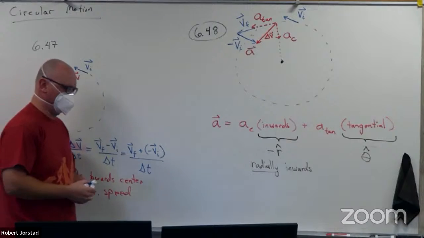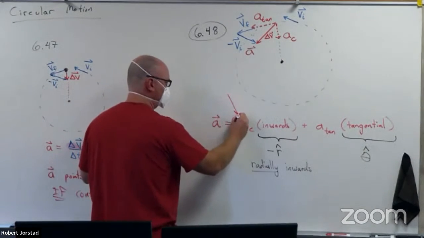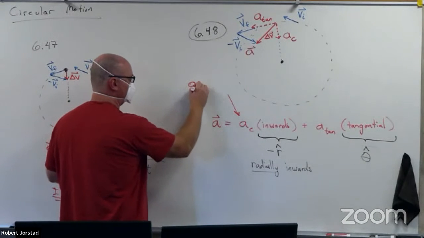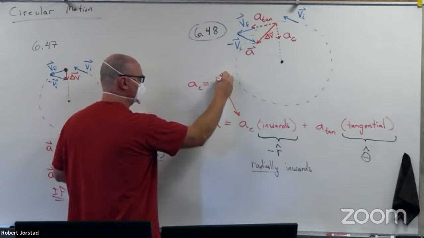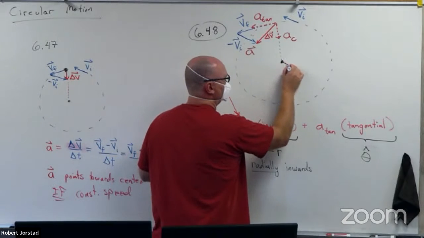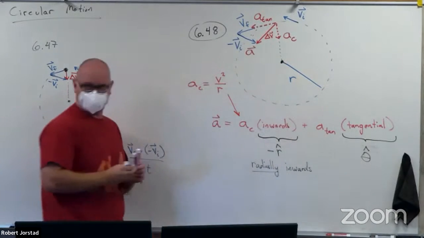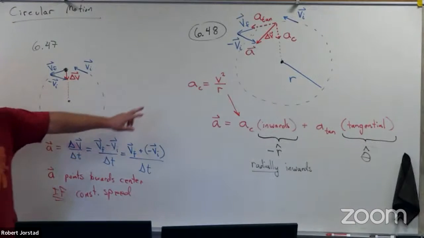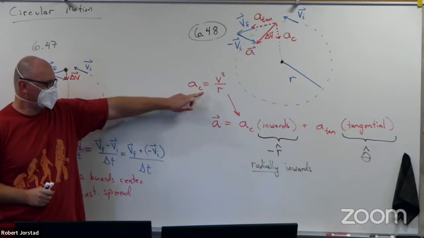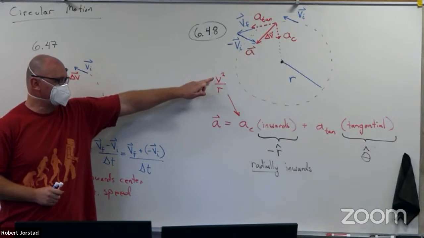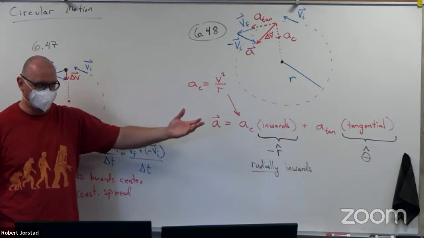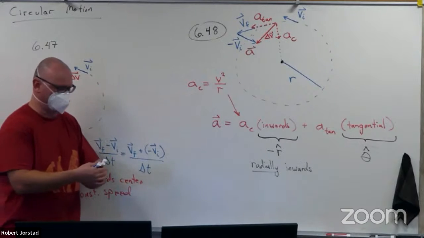A few subtle points here. We are going to learn that the magnitude AC is v squared over r, where r is the radius of the circle. Now, I want to point this out. Is this number going to be positive or negative? Is v squared going to be positive or negative? Is a radius positive or negative? Positive. So AC is positive.